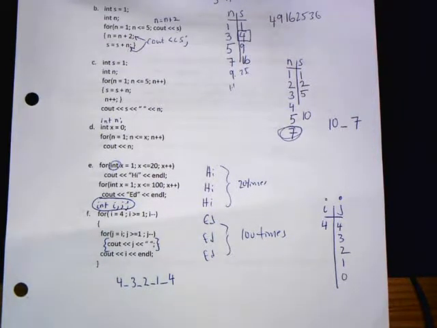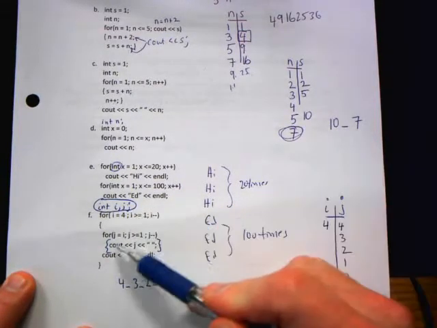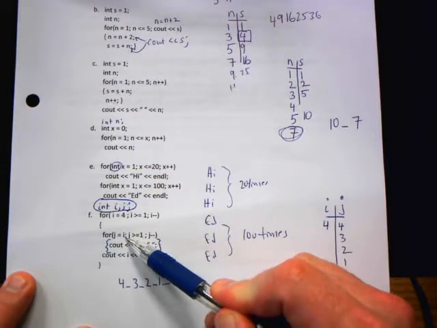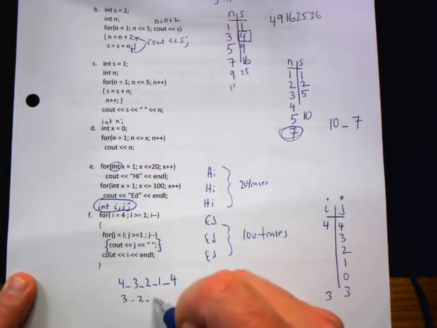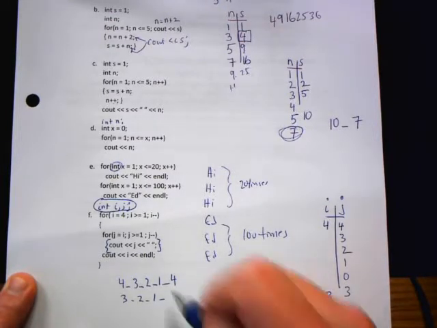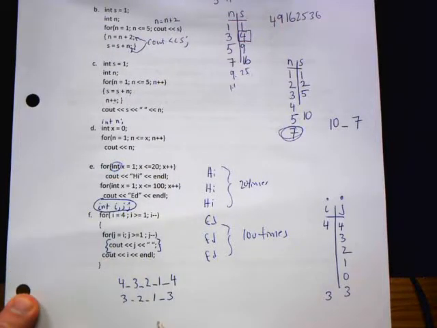What happens next? i becomes 3. So I come in here, j starts at i, so j becomes 3, and then what's it going to do? It's going to print 3, 2, 1, 3, because the last thing it prints is the i number. i becomes 2, so it goes 2, 1, 2, and finally 1, 1. I think that's what that's going to print. Questions on that one?